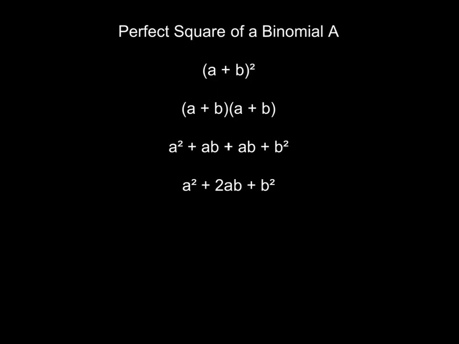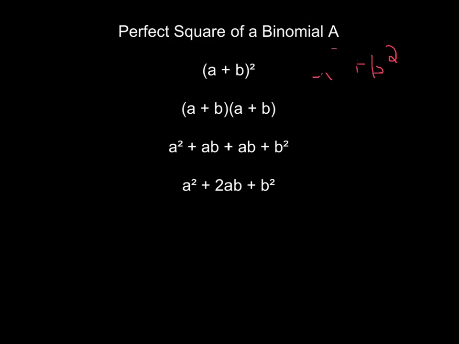Here is our first special case. We're looking at a binomial that is squared. Now, the biggest mistake students make is they try to distribute that exponent to the a and to the b to say that it equals a squared plus b squared. However, that is not true. Common mistake, but it is false.